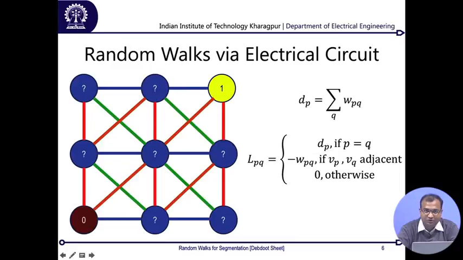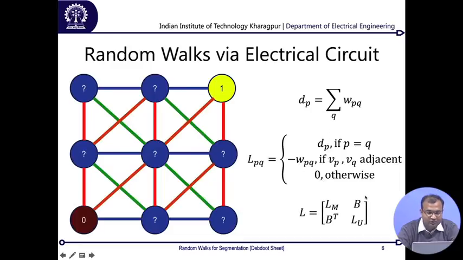If P is equal to Q, then the entry is basically d_P. If P and Q are adjacent, then the value is minus W_PQ, and 0 otherwise. So, basically for a non-adjacent node, that is from this node to this node, you have an entry of 0. For everything else, it is populated like this.